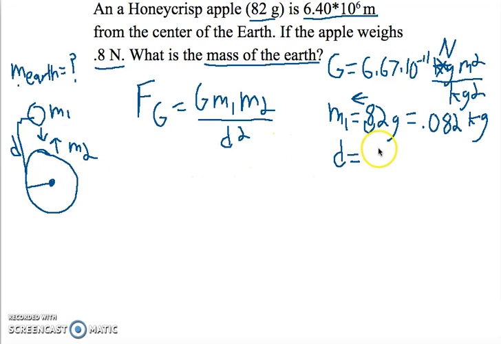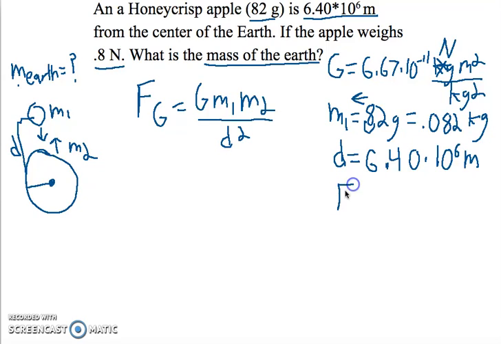So we know that distance is going to be 6.40 times 10 to the 6 meters. And again, it's to the center of the Earth. If it was the distance to the surface of Earth, it'd be really, really tiny. But again, it's the distance to the center of the Earth.